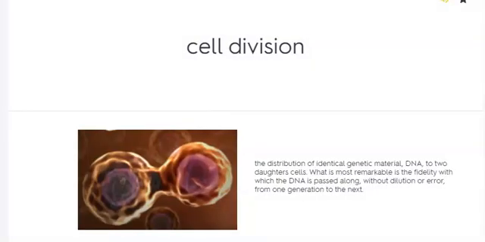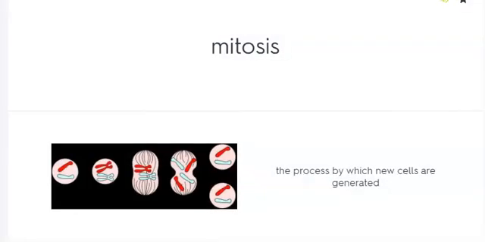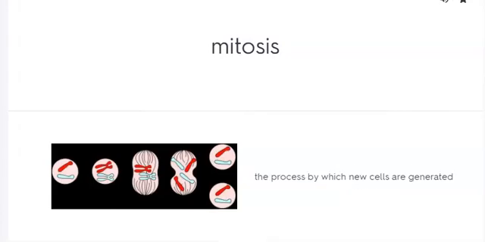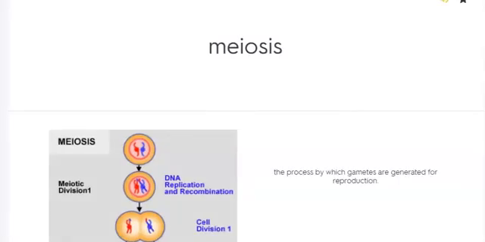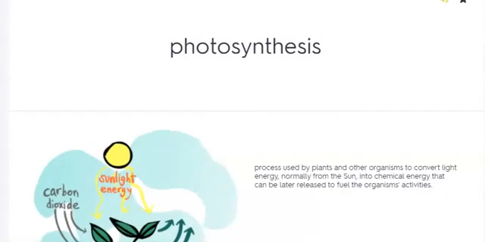Cell division. The distribution of identical genetic material, DNA, to two daughter cells. What is most remarkable is the fidelity with which the DNA is passed along without dilution or error from one generation to the next. Mitosis, the process by which new cells are generated. Meiosis, the process by which gametes are generated for reproduction. Photosynthesis, process used by plants and other organisms to convert light energy, normally from the sun, into chemical energy that can be later released to fuel the organism's activities.